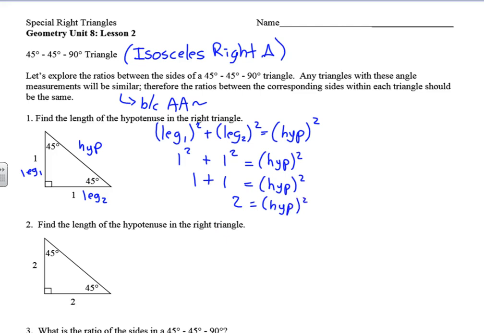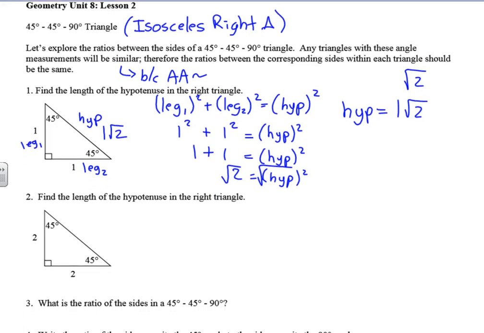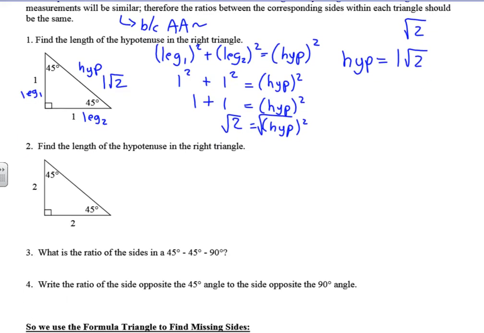All right, and then how are we going to do that? Well, we'll just take the square root of both sides. So therefore, the hypotenuse is going to equal 1 times the square root of 2. Now, I intentionally wrote the 1 in front. A lot of times we would just write that as the square root of 2. But those two things are equivalent to each other. So over here it is 1 times the square root of 2. All right, let's try another one.